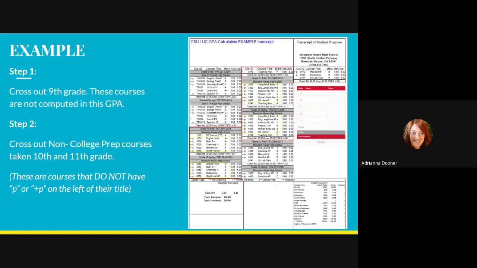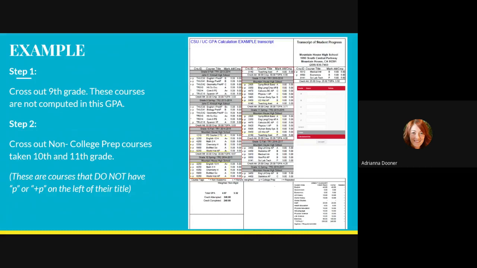So here's my sample. Some key things that you should notice in a transcript are the years that a course was taken, or when a student was at Mountain House High School. My sample is a little old. So this is a student who started with us in 2013 and graduated in 2017. It still applies, though there's one difference for this student that actually won't impact any current or future students, and we'll get to that in a second.